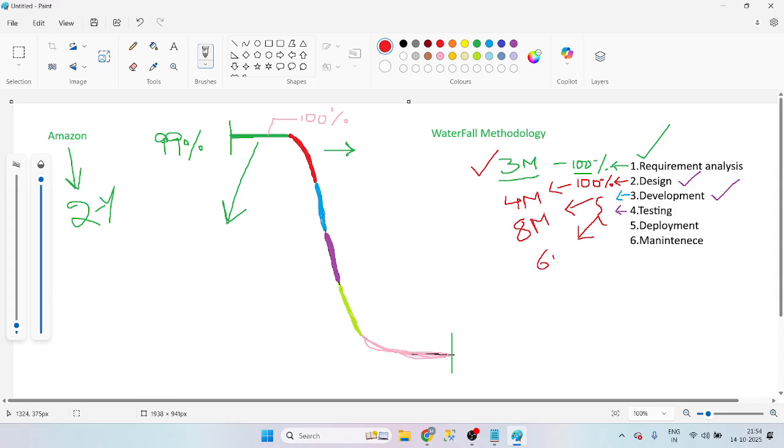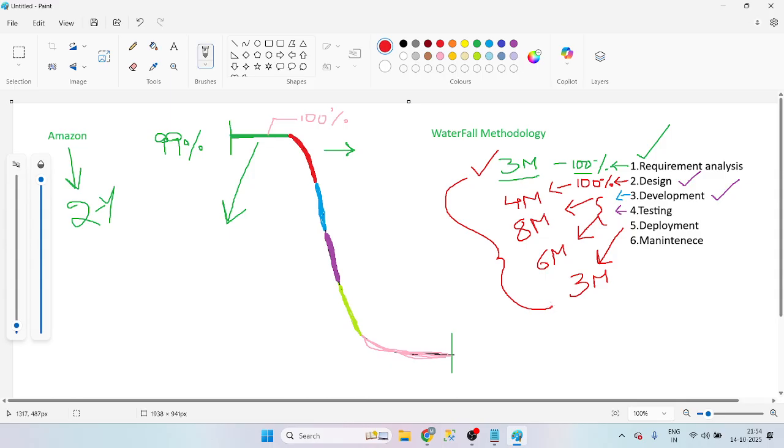Can you calculate the time, guys? 3 plus 4 is 7, 7 plus 8 is 15, plus 6 is 21... okay, the total leaves about 3 months. That 3 months is given to deployment. Total 2 years, right, guys? Total 2 years, right?